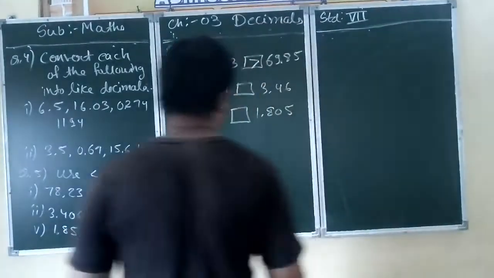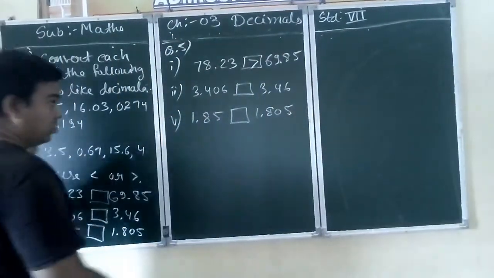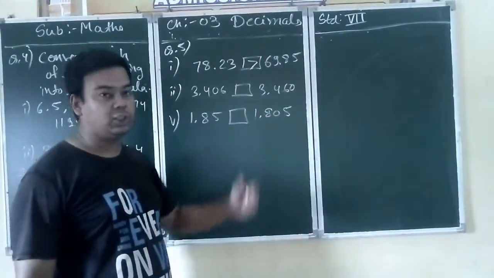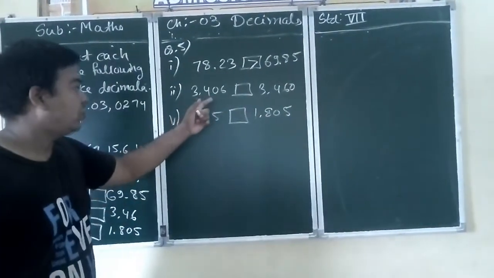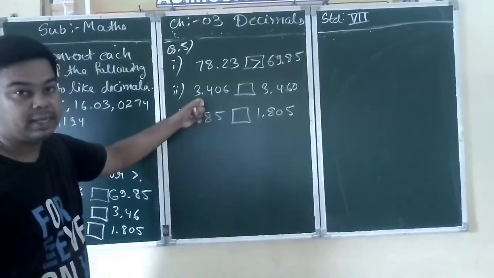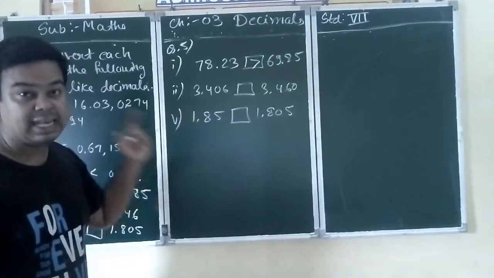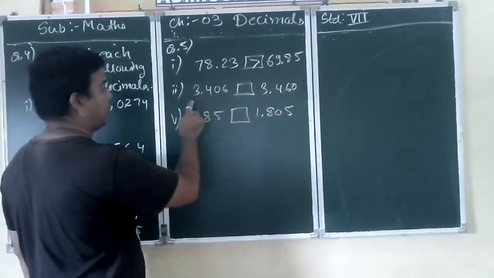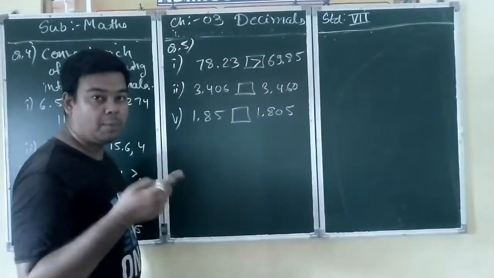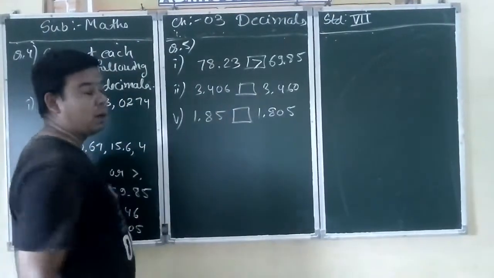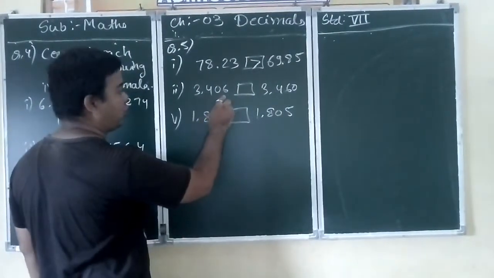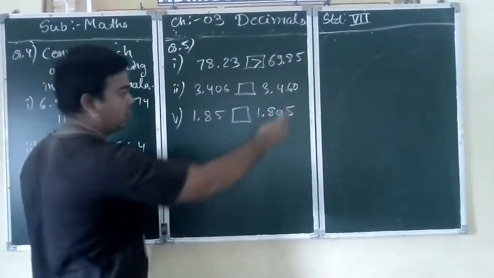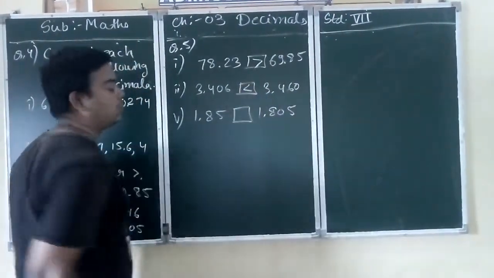Three point 3.46. So here we put a 0, making it 3.460, because first we change it to like decimals. The decimal parts should have the same number of places. Now compare 3 point: the whole part is the same, but now check the decimal part. It is 406 and 460. So this one is greater.